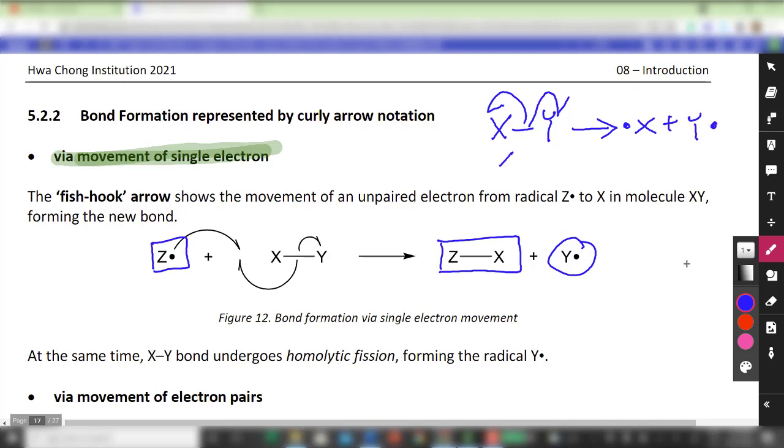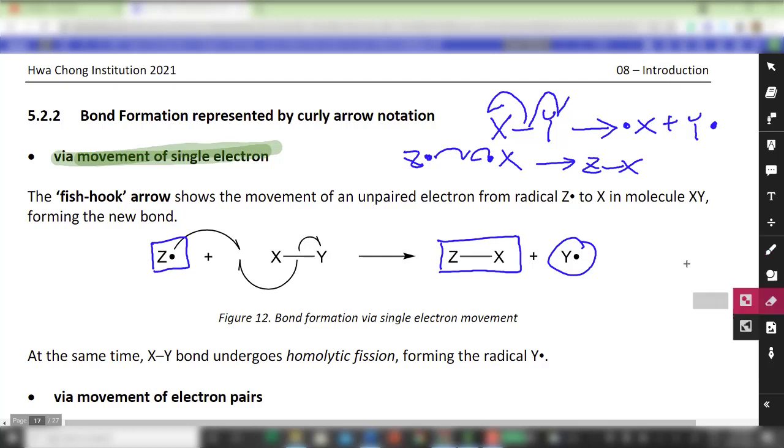Okay, and then the X radical will then combine with the Z radical to form the ZX. However, in this case, it actually happens simultaneously, just for this case. So it doesn't break first and then form. Because it's happening simultaneously, instead of writing it out in two steps, we will try to link them up.